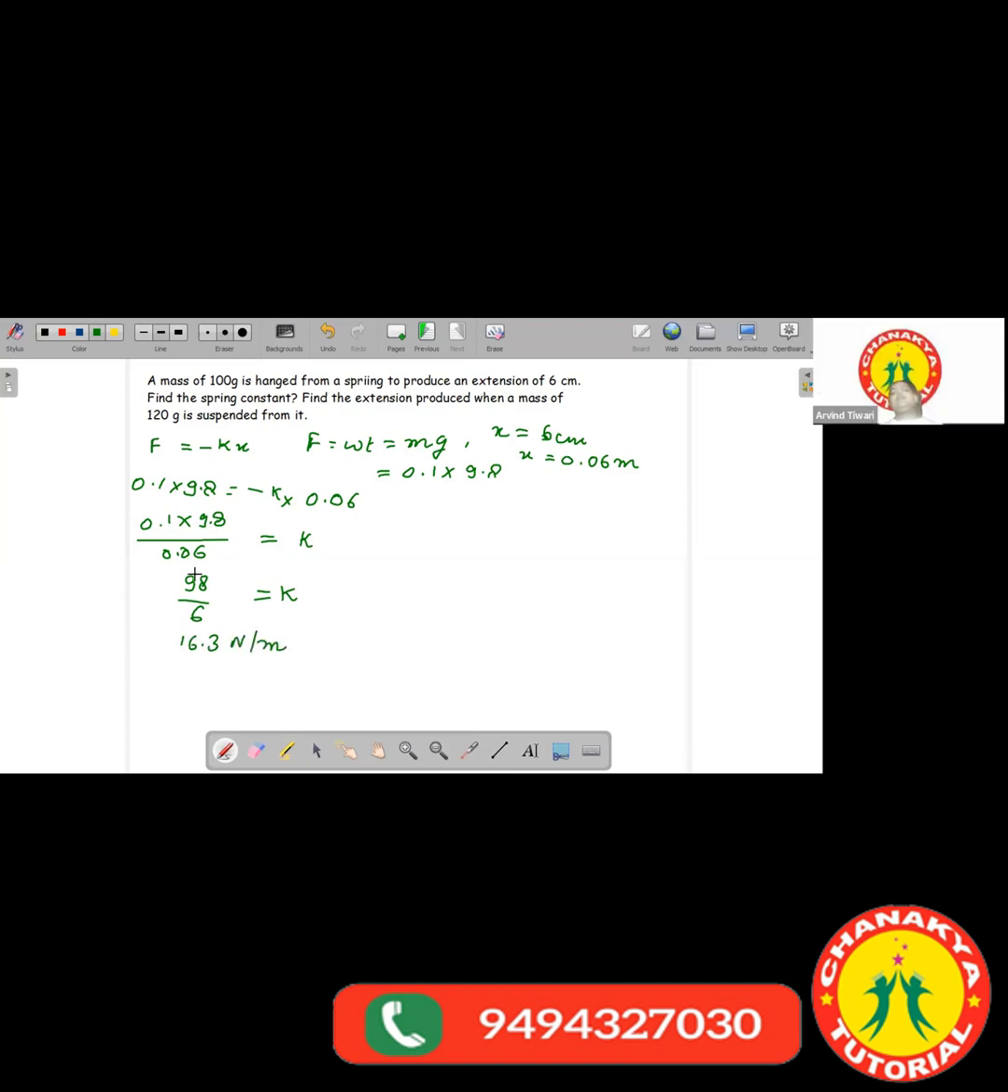Now, for the second part, you have to find the extension. Okay. So, Jaswant, can you get the answer for the second part? Yes, sir.